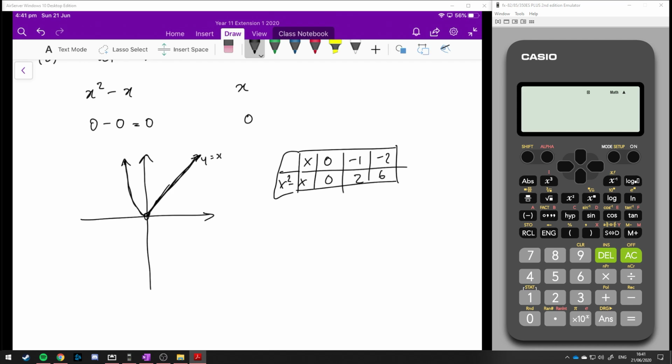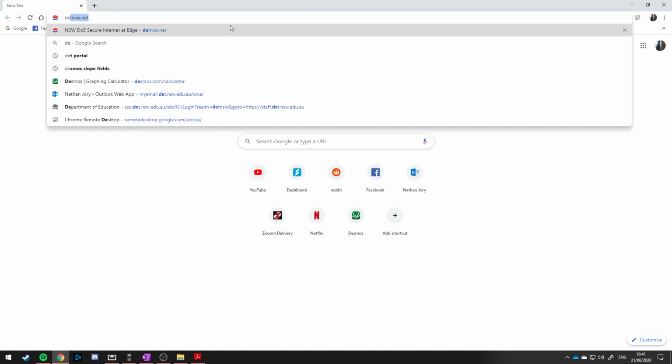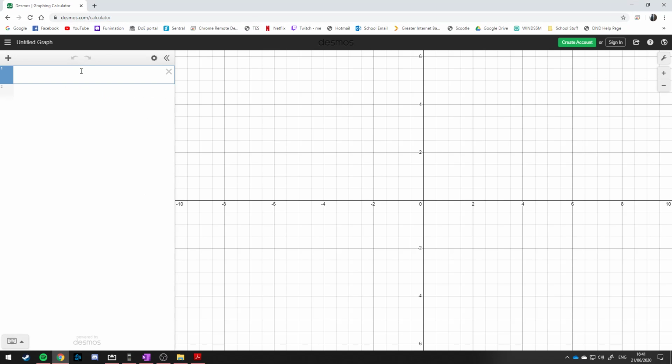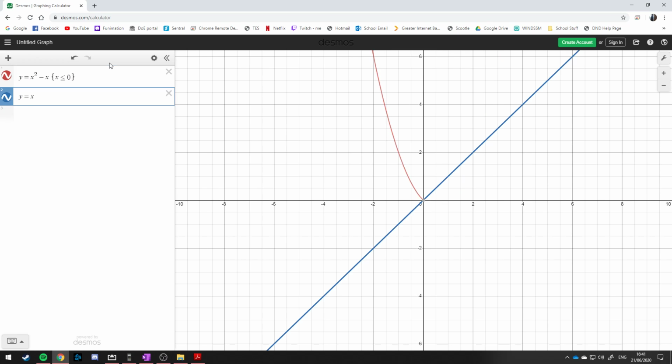Is that smooth? Not 100% sure. Let's double check this one on Desmos, because we love our good old Desmos. Okay. So we've got y is equal to x squared minus x, and that's when x is less than or equal to 0. Okay, like that. So it looks like that. And then we've got y is equal to x when x is greater than 0.